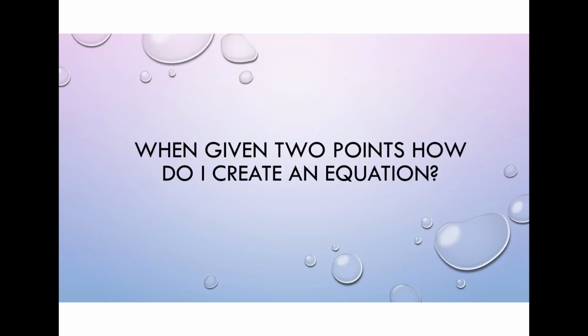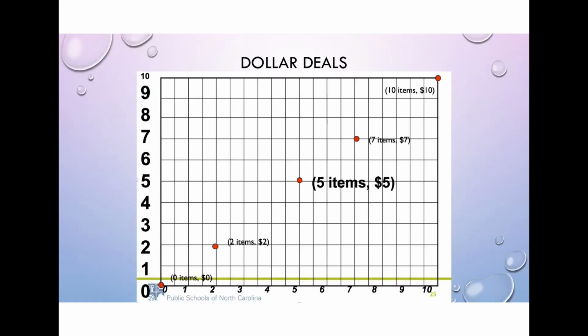We're going to recap what we did yesterday in class, which was we discussed dollar deals. We're not going to go into depth about it, but we're just going to recap a little bit. When talking about dollar deals, we saw that when I bought one item, I spent $1. That was our scenario: no matter how many items we bought, every item was worth $1. So if I bought 5 items, I spent $5. If I bought 7 items, I spent $7.